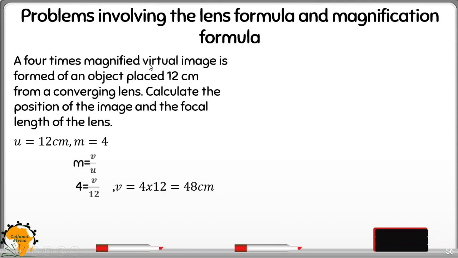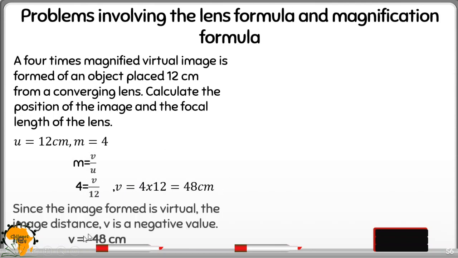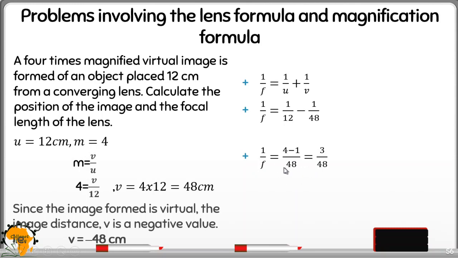But remember, we are told that the image is virtual. Therefore, that implies that V is negative. Now, to get F, we use the lens formula. We substitute values. Our U is 12. Our V is negative 48, so we have 1 over 12 minus 1 over 48. When you substitute and you get the subtraction, you get that 1 over F will be 3 over 48, which is 1 over 16. Therefore, our F is equals to 16 centimeter. Remember, after getting 1 over F, to get F, you take the reciprocal of your value.